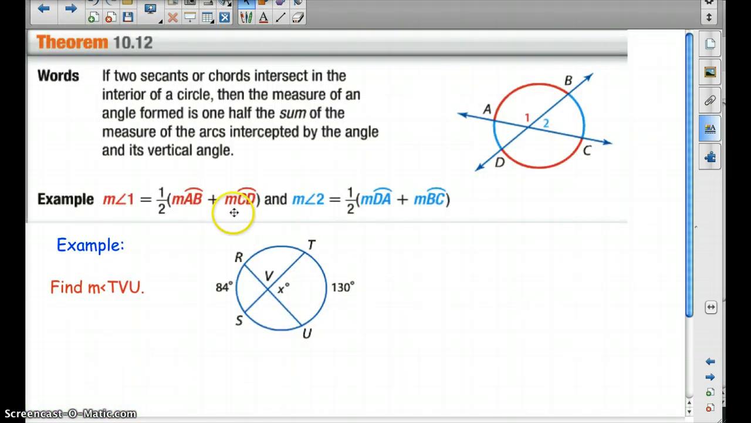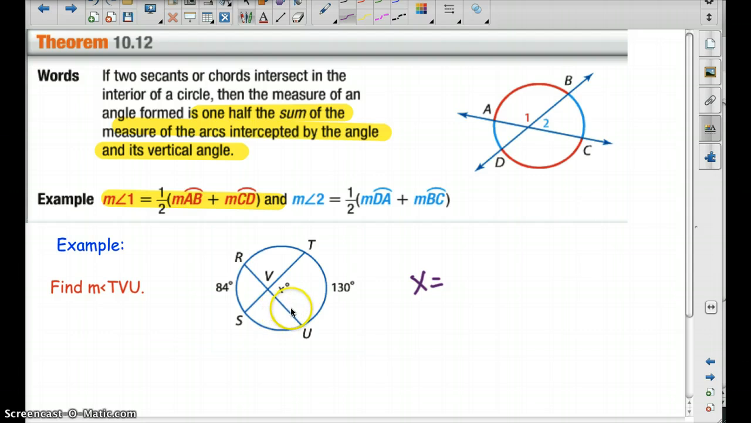So you need to write down this theorem in your packet. If two secants or chords intersect in the interior of a circle, then the measure of an angle formed is 1/2 the sum of the measures of the arcs intercepted by the angle and its vertical angle. So that is what we want to highlight here: 1/2 the sum of the arcs intercepted by the angle and the vertical angle. And you can write down this too if you want to.